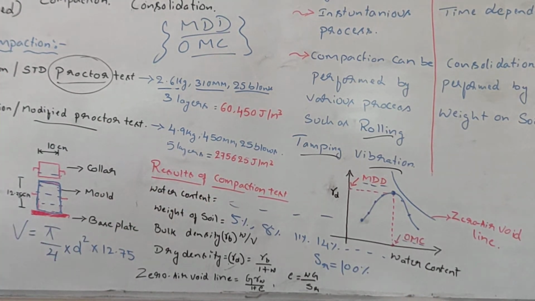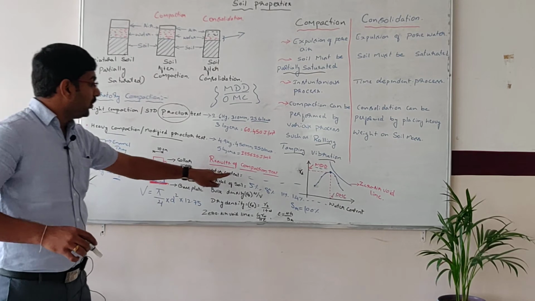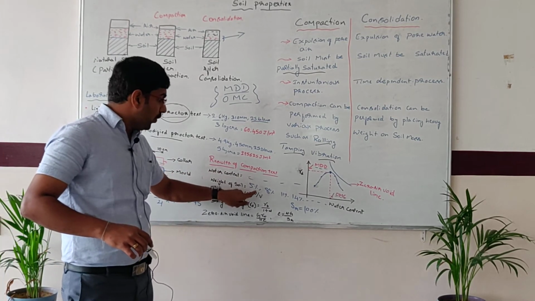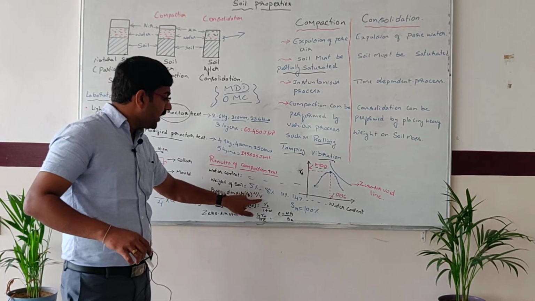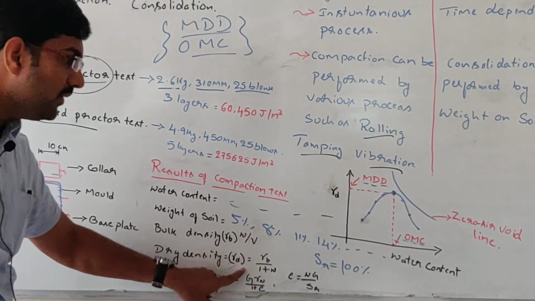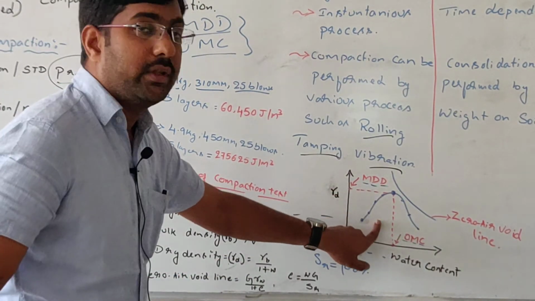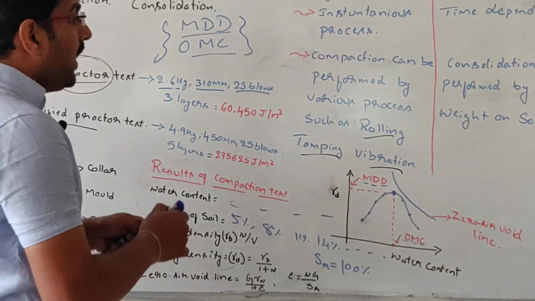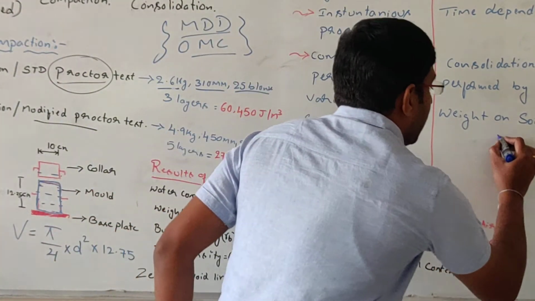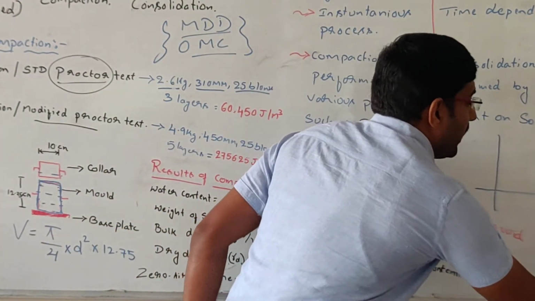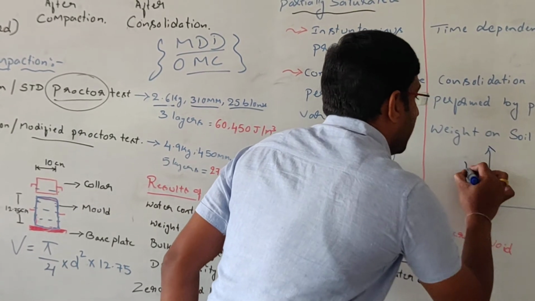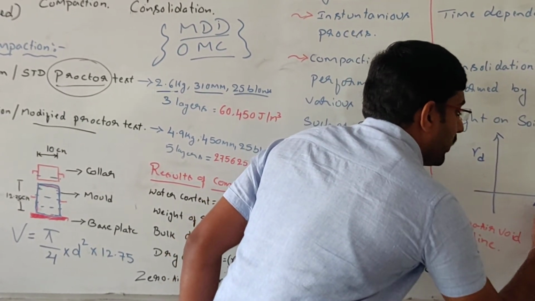Okay, so after compacting the soil in the 5 layers, note down the weight of the soil and the water content that you added, and then calculate the bulk density and then the dry density, and again plot the curve. The main thing you can see is the difference between the light compaction and the heavy compaction. It would be something like this, gamma d versus water content.